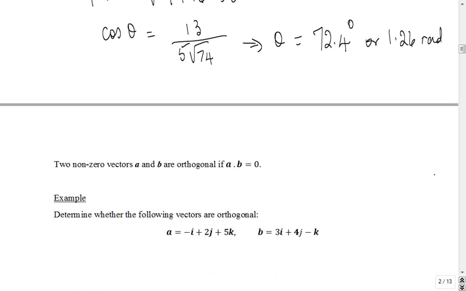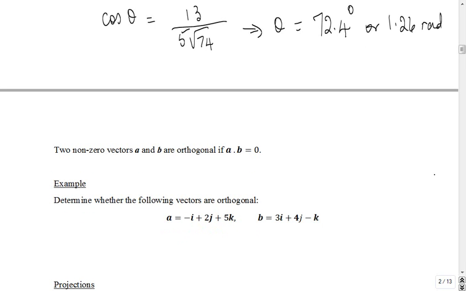A very important point. Two non-zero vectors A and B are orthogonal. Orthogonal means the same thing as perpendicular. Okay, so we'll be using that word instead. They're orthogonal if the dot product is 0. Now that makes sense, right? Because remember that A dot B, I'm just going to write the definition again, is the length of A times the length of B cosine theta. If theta is 90 degrees, cosine of 90 degrees is 0. Okay, so that's a good way of checking whether two non-zero vectors are orthogonal or perpendicular.